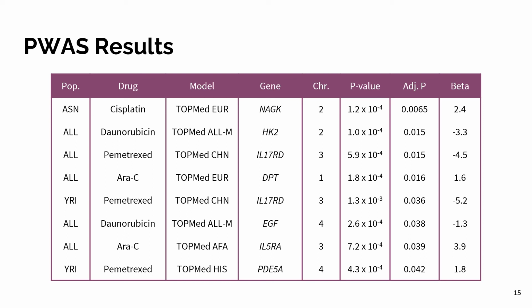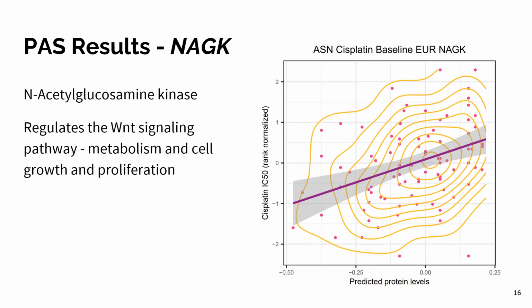So in our PWAS results, we identified 7 unique proteins associated with chemotherapy drug response for 4 of our different chemotherapeutic drugs. And for the most significant, we identified the protein N-acetylglucosamine kinase, which is encoded by the gene NAGK. And we found that as protein levels increase for NAGK, N-acetylglucosamine kinase, cisplatin IC50 also increases.